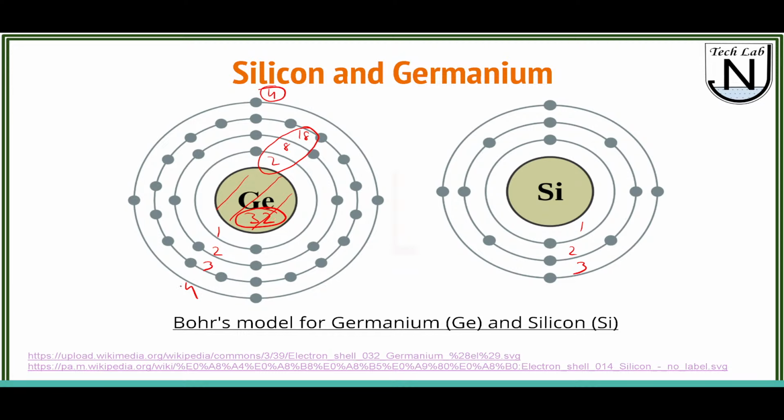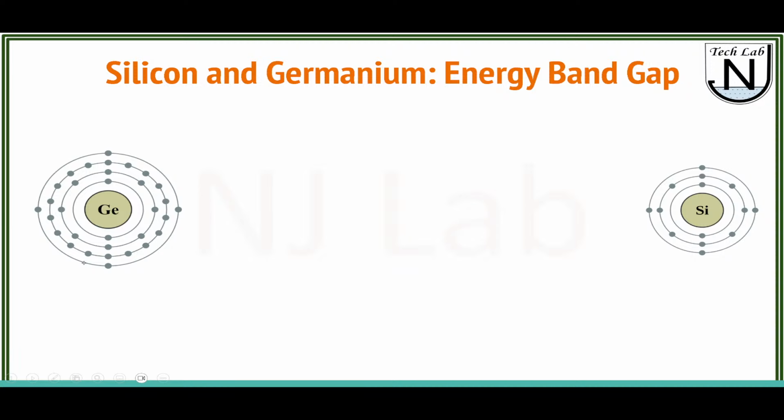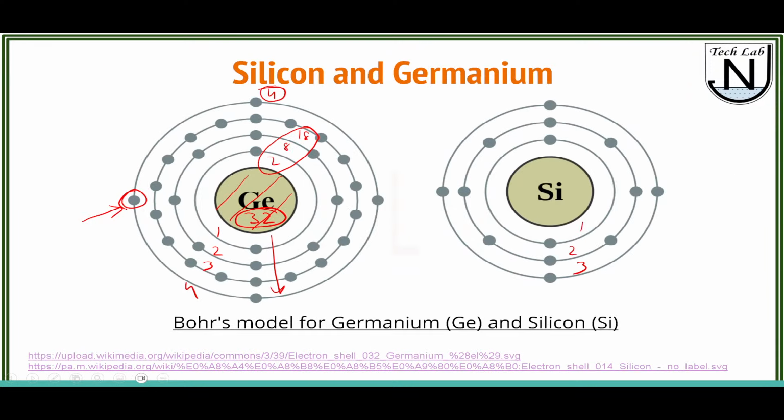making all these electrons tightly bounded due to these 32 positive charges present in the nucleus, right? But since germanium has 4 shells, the electrons in the outer shell of germanium are less tightly bounded in comparison to silicon, because in silicon the third shell is quite close to the nucleus, due to which these electrons are tightly packed in comparison to the outermost electron of germanium, which is in the 4th shell.